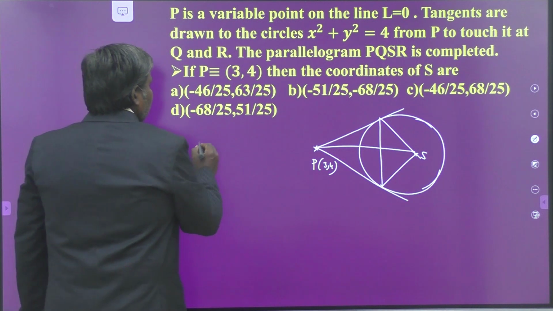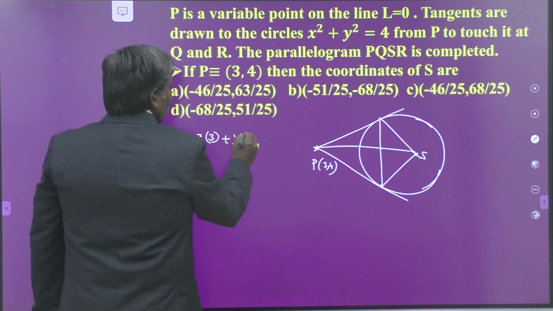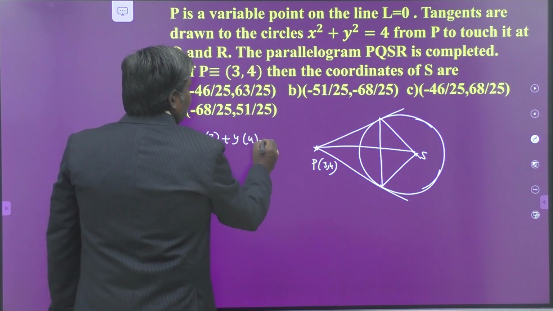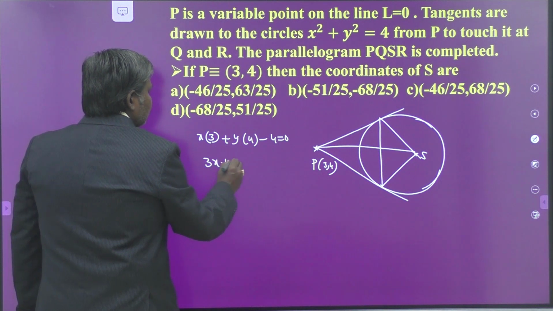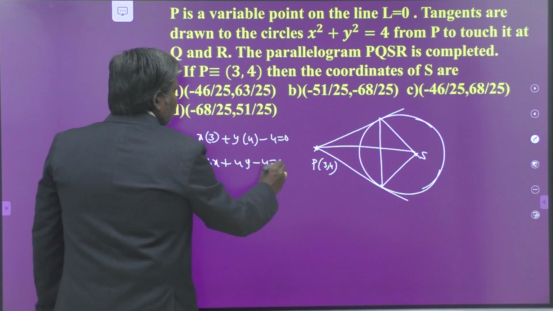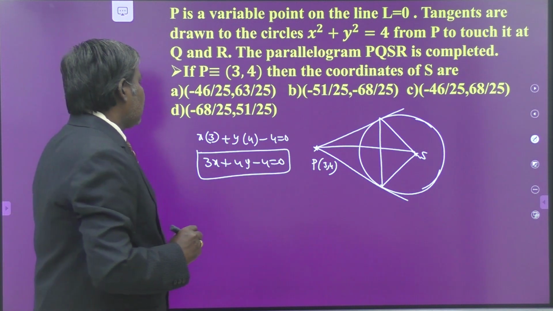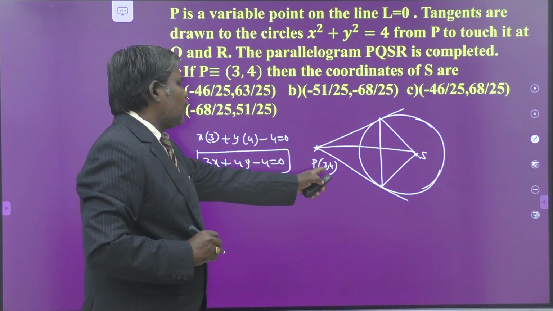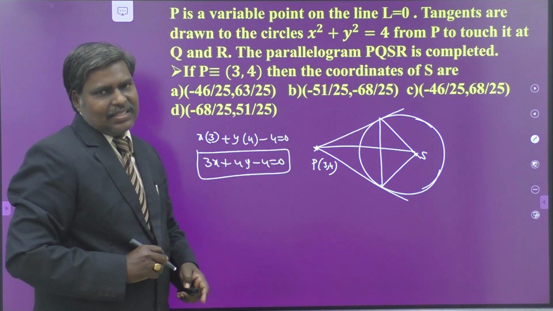What is the chord of contact equation? x into 3 plus y into 4 minus 4 is equal to 0. That is 3x plus 4y minus 4 equal to 0. This is the equation of the chord of contact, my dears. With the help of this line, you have to find the image of that point with respect to the line. Immediately that becomes S.